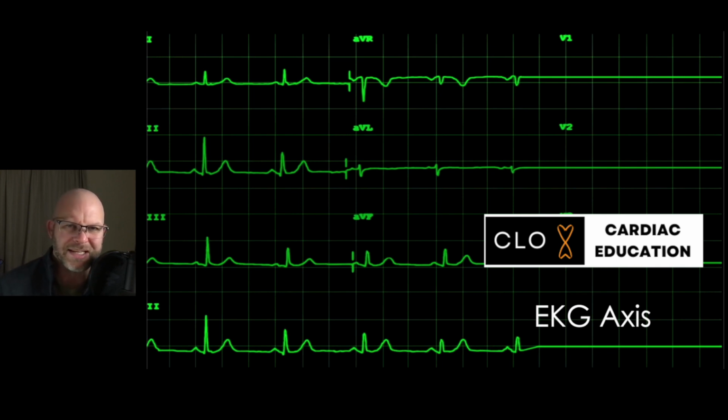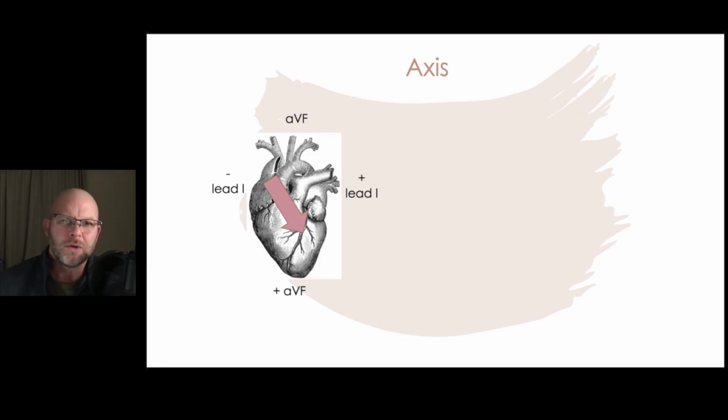Today we're going to talk about EKG axis. So when you talk about axis, what you're talking about is the general flow of energy through the heart. And it should follow the general direction of this arrow. It should start in the SA node and migrate towards that thick LV muscle.